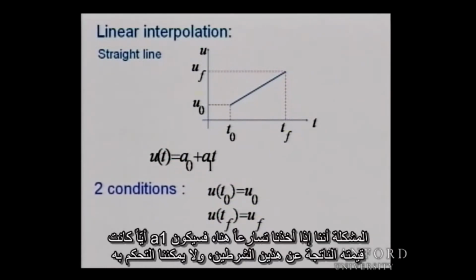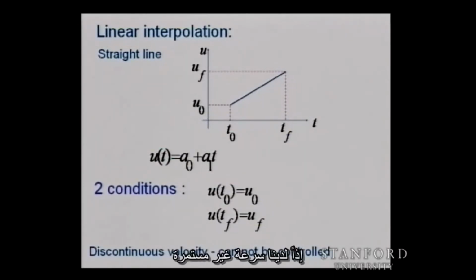That was the problem, is that if we take an acceleration here, it will just be a sub 1, whatever is the value that comes in from those two conditions, and we cannot control it. So we have discontinuous velocity.